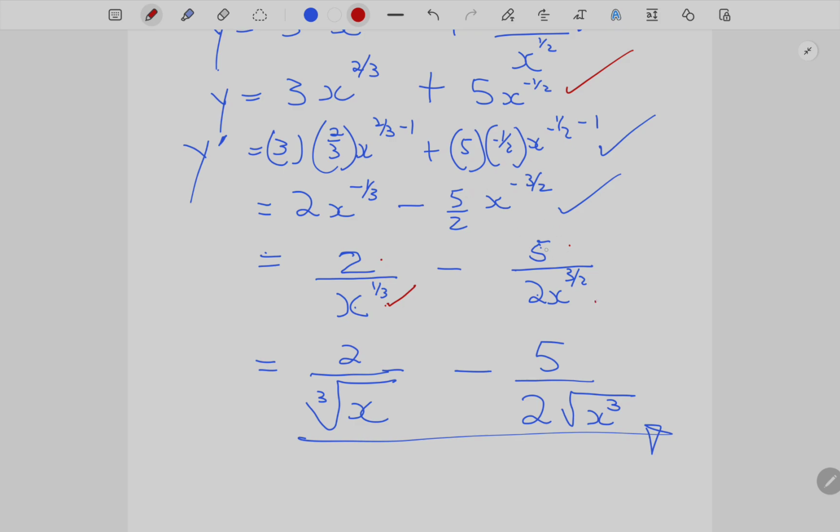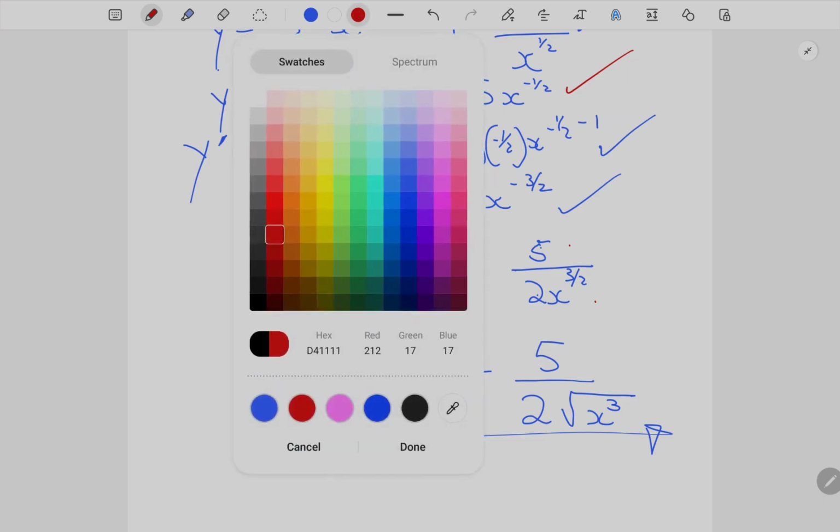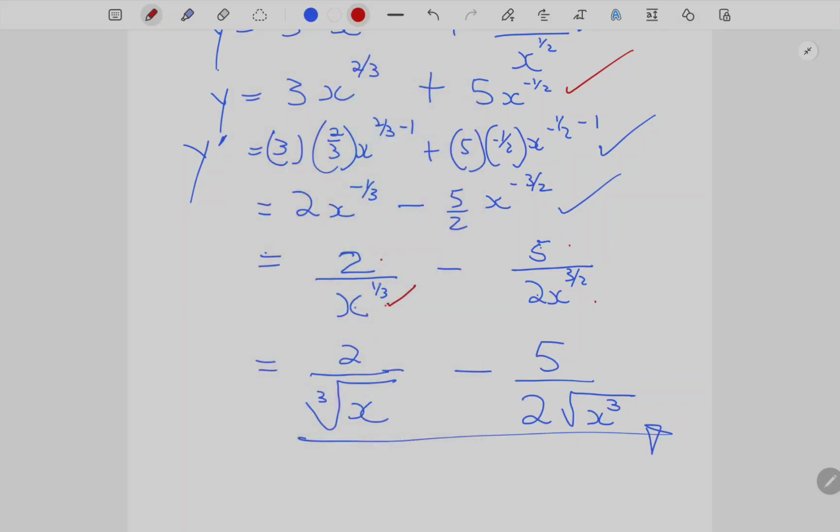So what is going to be our numerator? It's 5. The denominator is 2. This denominator is here. And then this one, because it has got a negative exponent, it's going to go to the denominator side and it becomes x to the power positive 3 over 2. Then whenever you see an exponent that is a fraction like this, it means you're going to leave your answer in surd form.